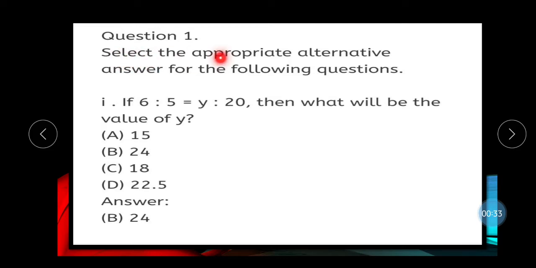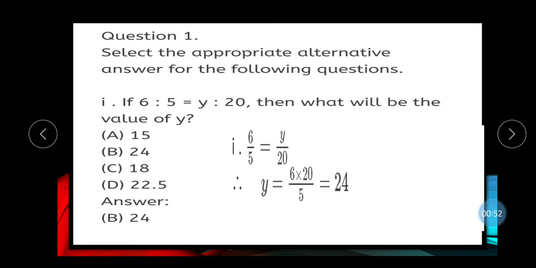Question 1. Select the appropriate alternative answers for the following questions. If 6 is to 5 is equal to y is to 20, then what will be the value of y? These are your options. The correct answer is 24.